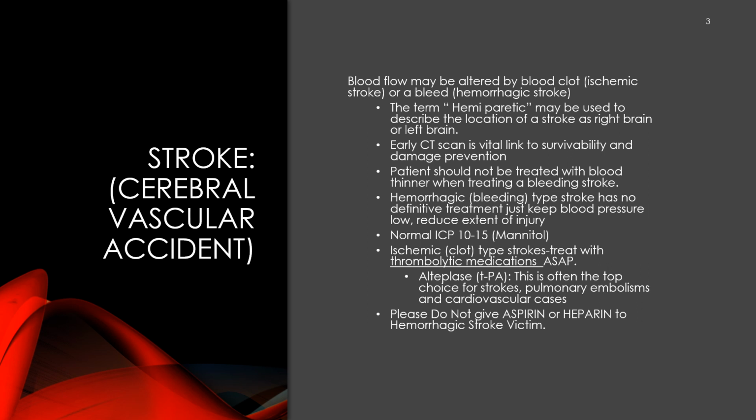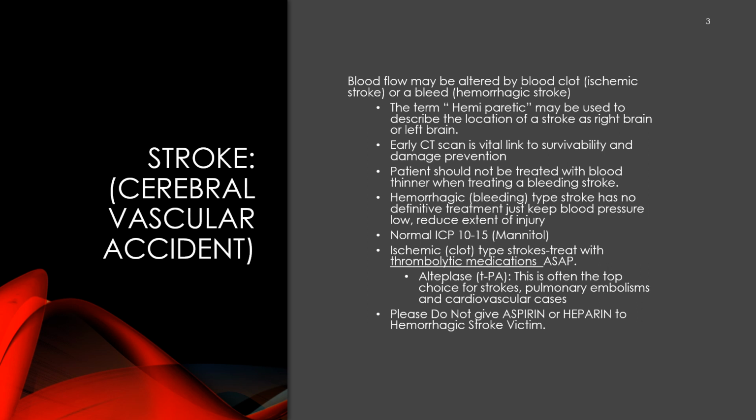So let's talk a little bit about a stroke or a cerebral vascular accident. Basically, blood flow to the brain can be impacted by two ways. It could either be done by an ischemic stroke, which is basically a blood clot, or it could be a hemorrhagic stroke, which is basically an internal bleed. Sometimes they'll use the word hemiparetic, which means basically it'll describe the stroke as either being on the right brain or the left side of the brain.